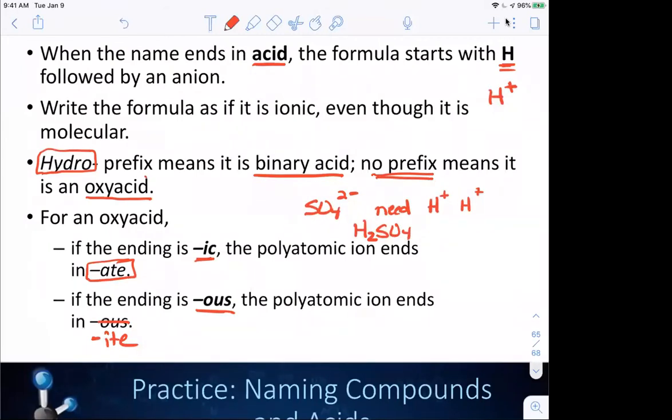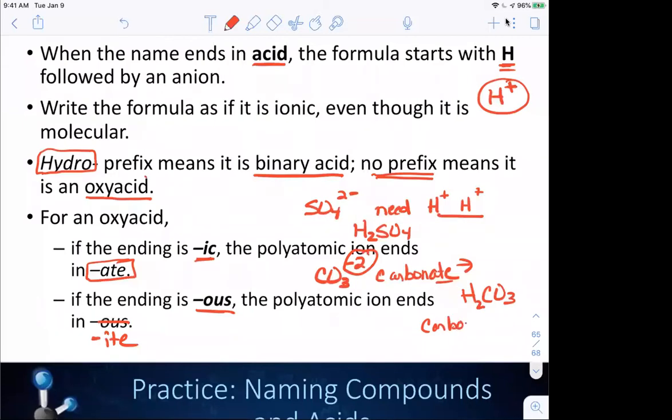H2SO4. Let's look at if I have CO3 2 minus, which is carbonate. This is -2. My formula, again, because it's -2, I need 2 H pluses. So this would go to H2CO3. "Ate" goes to "ic." This would be carbonic acid. So do you get the idea?